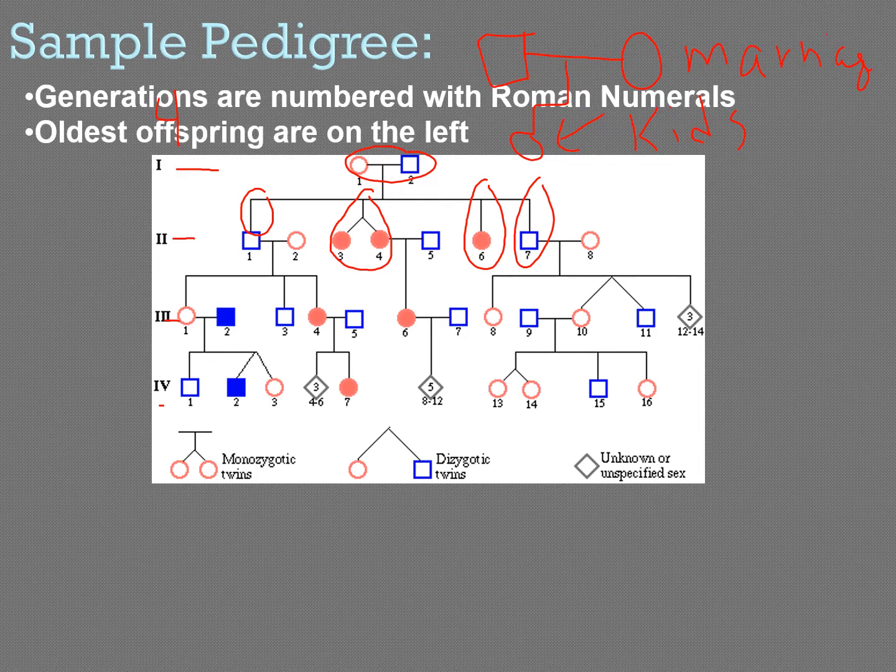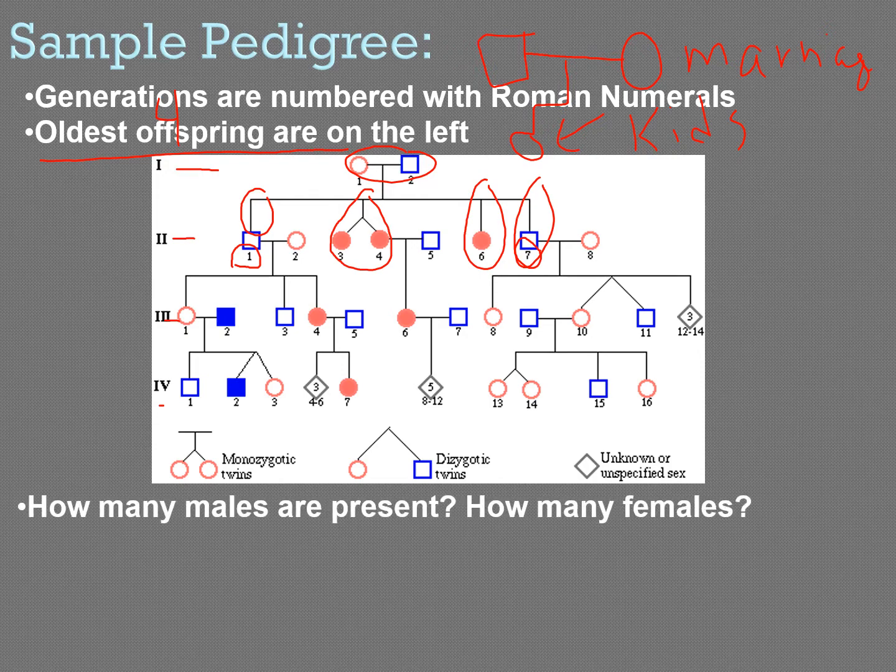The thing is, oldest kids are on the left. So this will be their oldest child where it says 1 right here. That's the oldest. So the oldest goes to the left and the youngest will be here, for however many children they had.